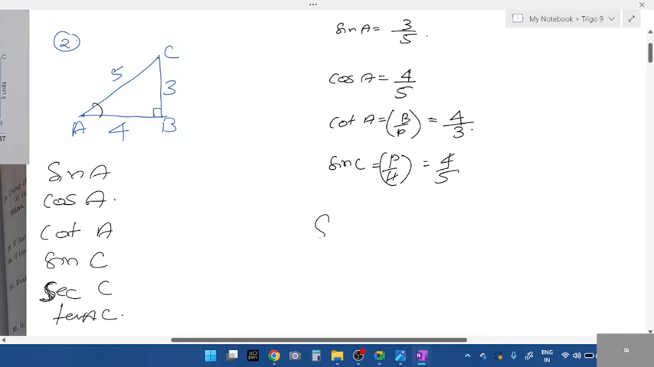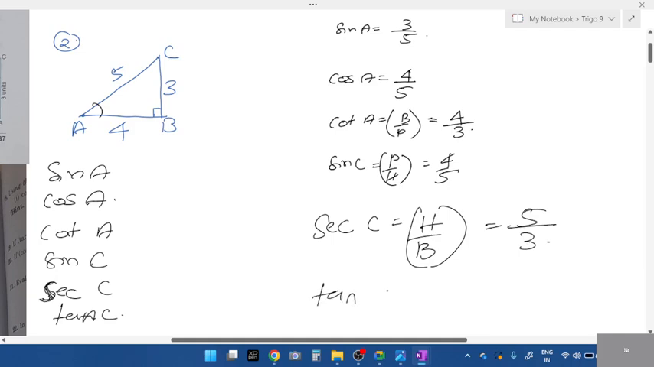Sin C. What is sec C? Base. Very good. Hypotenuse by base. Which is hypotenuse students? 5. And base, 3. According to angle C, 3. Very good. Tan A. What is tan C? Its perpendicular is 4. Base is 3.